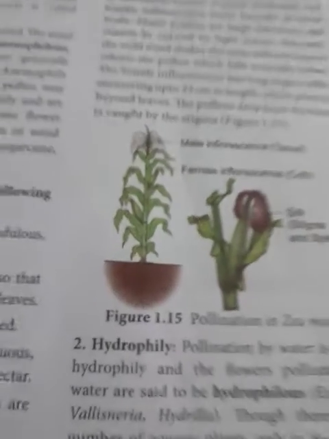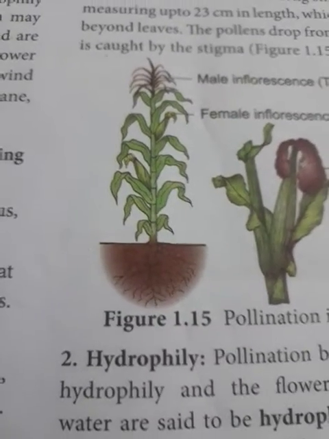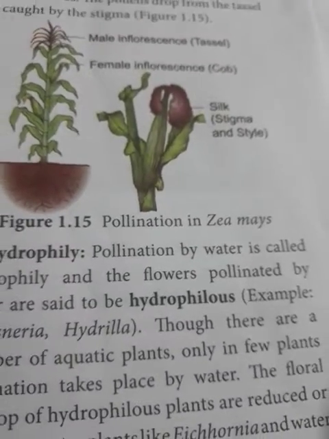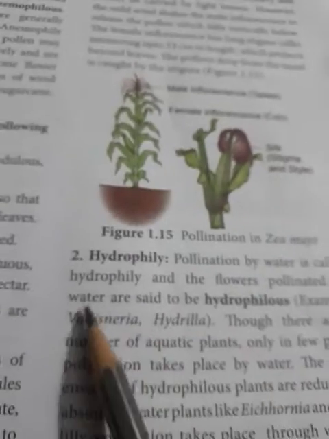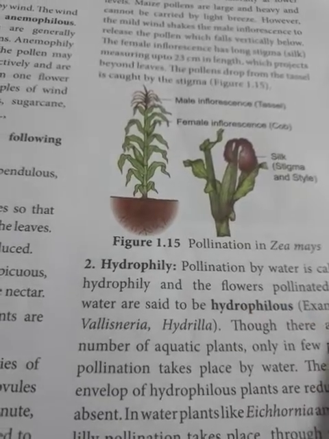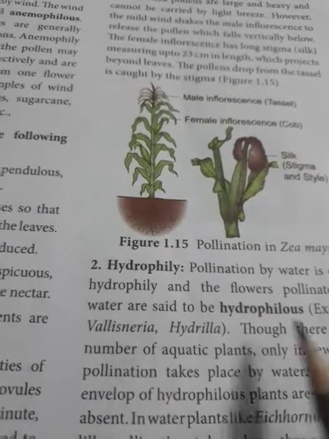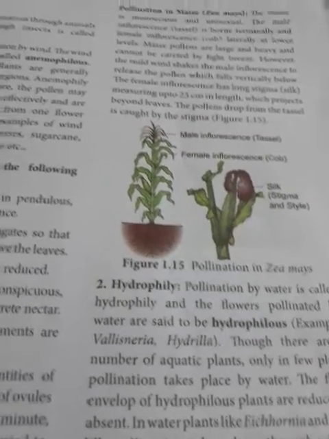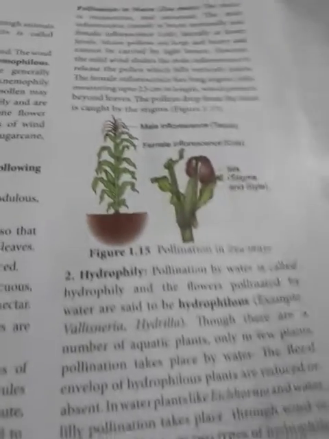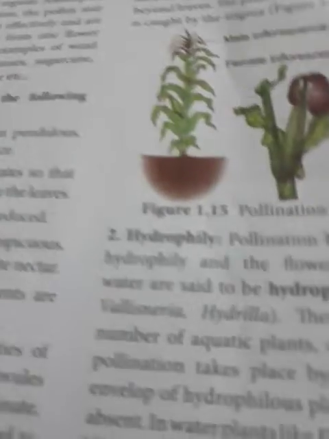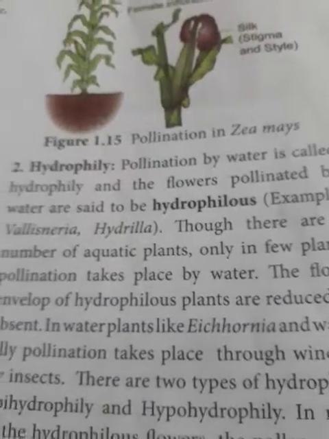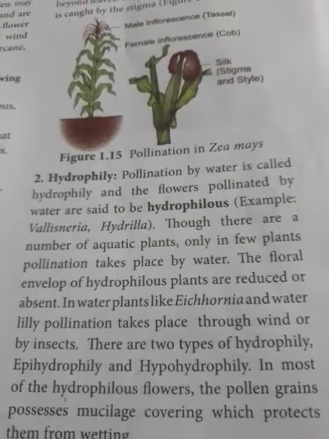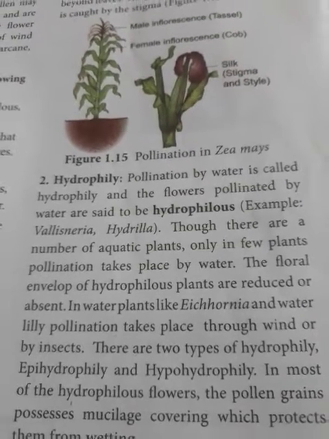Now next, the second type of abiotic agent, which is called hydrophily. Water is responsible for pollination. Pollination by water is called hydrophily, and flowers pollinated by water are called hydrophilous flowers. Examples, Vallisneria, Hydrilla. Though there are a number of aquatic plants, only in a few does pollination take place by water.